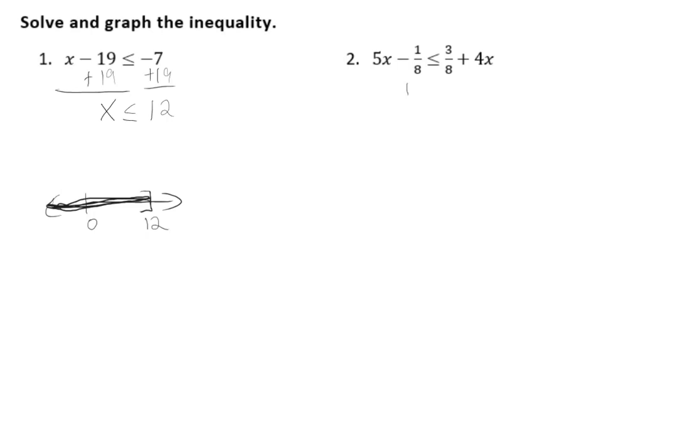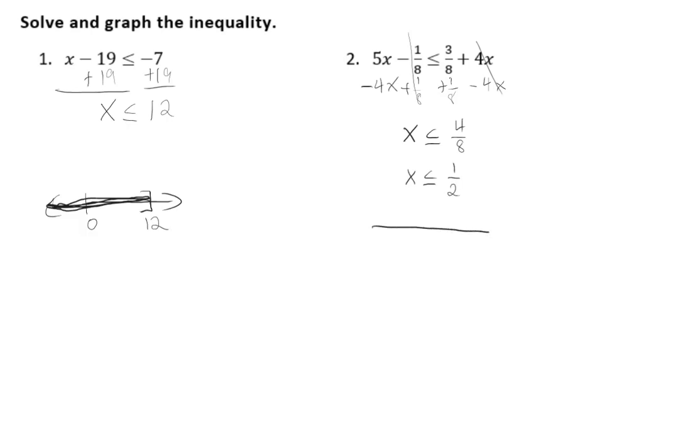Here I need to add 1/8, add 1/8, and subtract 4x from both sides. So that will cancel out that, cancel out that. And 5x minus 4x gives me x. Bring down my sign. 3/8 plus 1/8 is 4/8. 4 and 8 are both even numbers, so we can simplify that to 1/2.